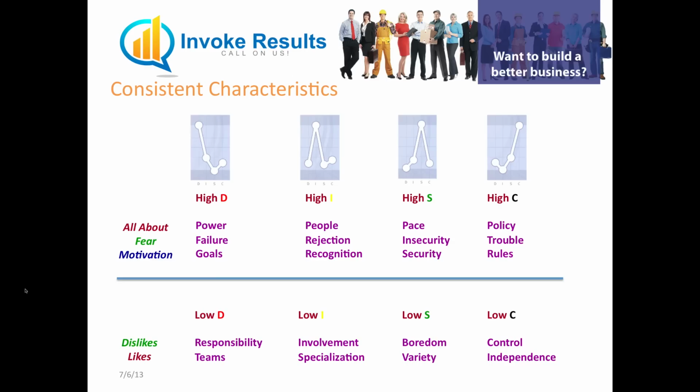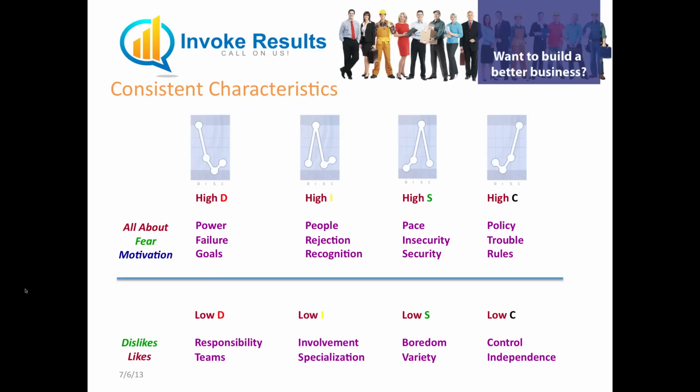They're very fast-paced. They get very bored easily. You'll find that they juggle lots of activities at once. I'm not saying they finish all those activities off, whereas the high S would make sure they finish something off before they move on to the next thing. The low S likes to get lots of things happening so they don't get bored.